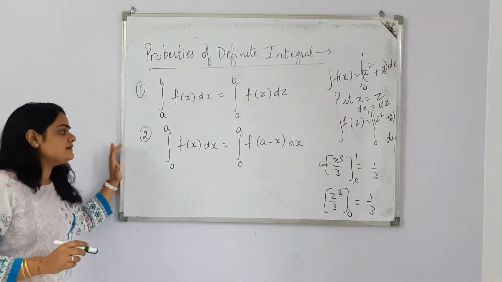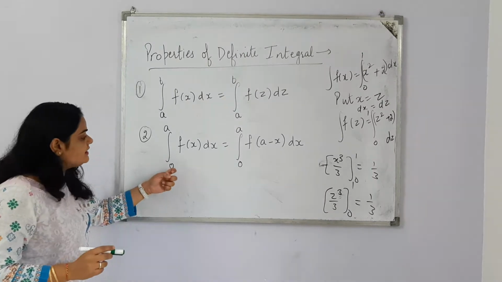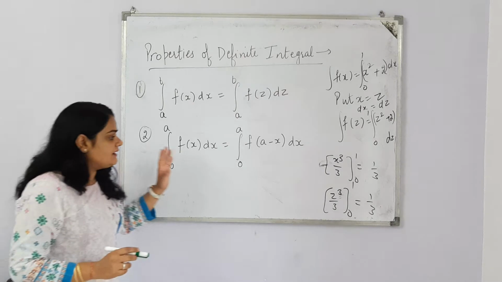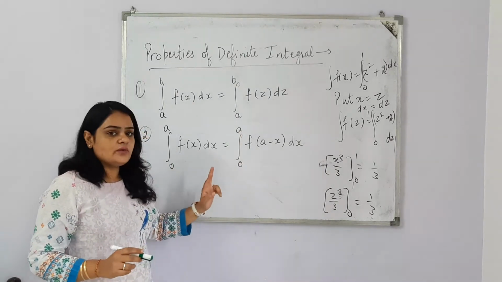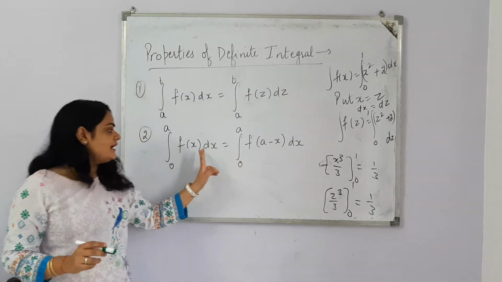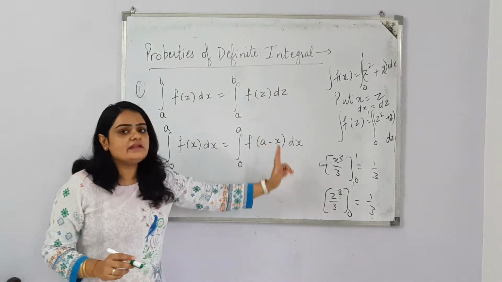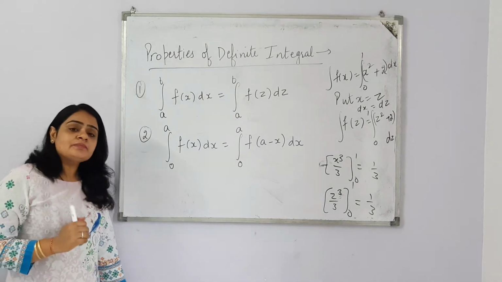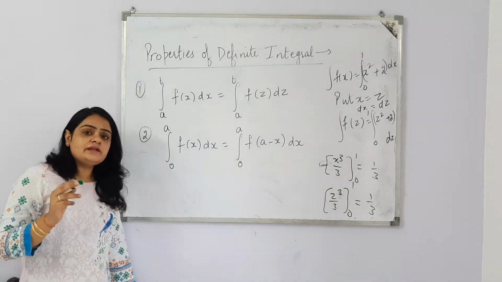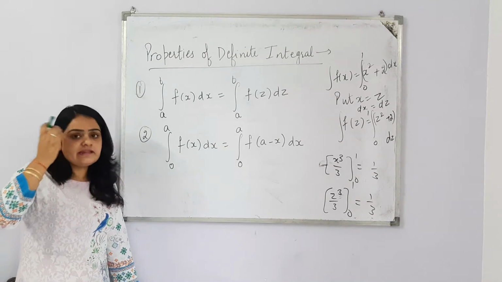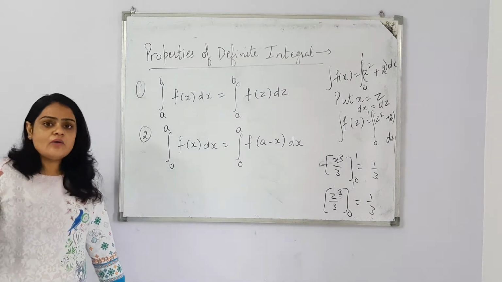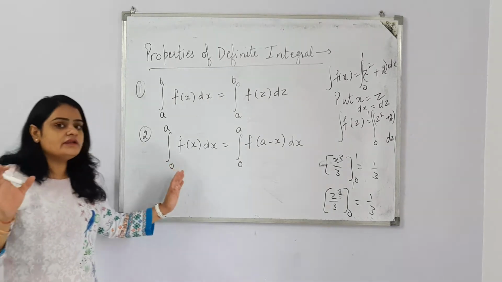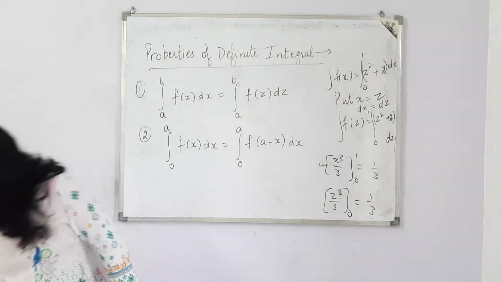Now the second property is saying if the function is f of x and the limits are 0 to a, then the limits will remain 0 to a and in place of x we take a minus x. This is the second property and one of the very important properties, and by using this property you will see that questions become very easy. How? Let's apply this property in some questions, then you can understand what this property is saying.